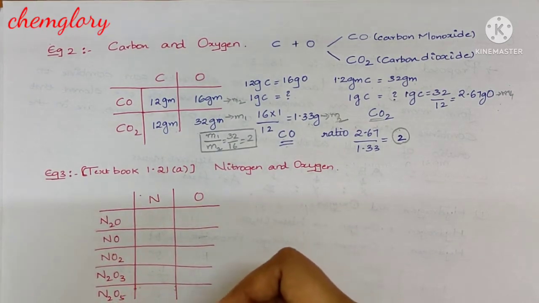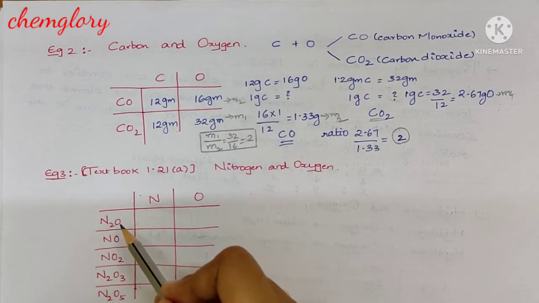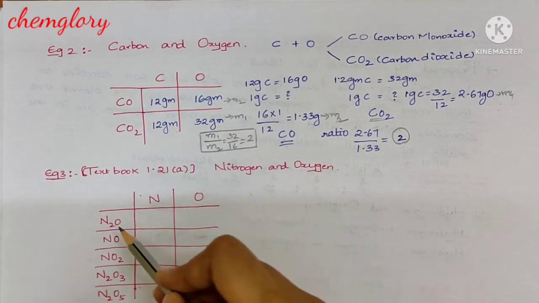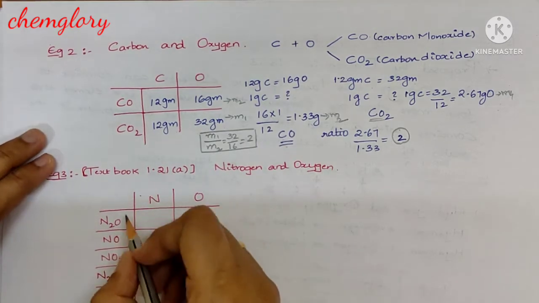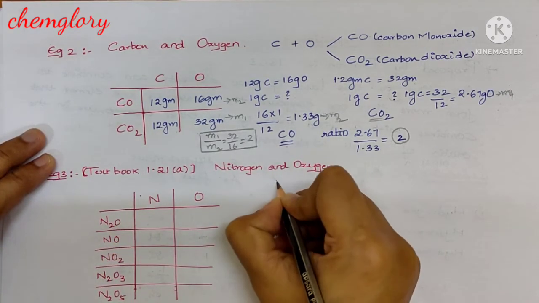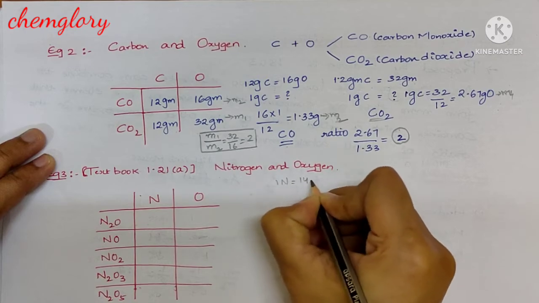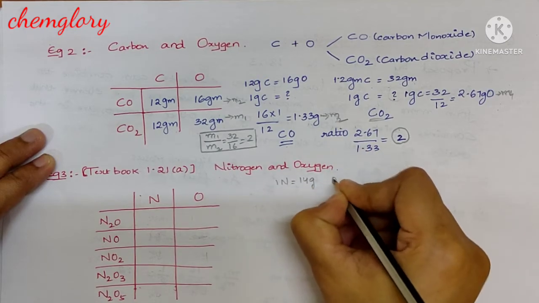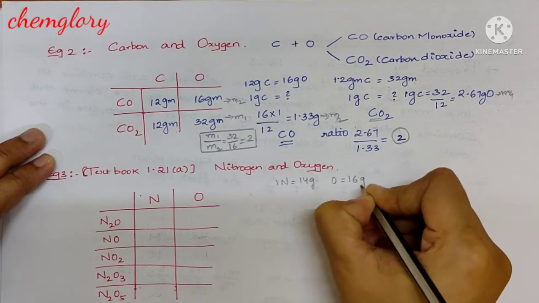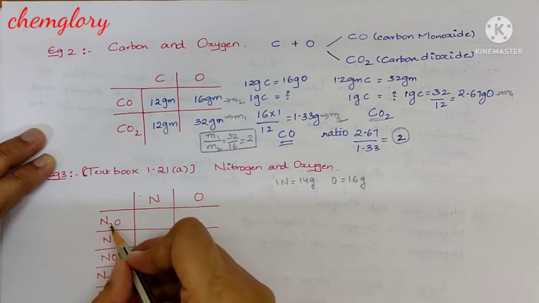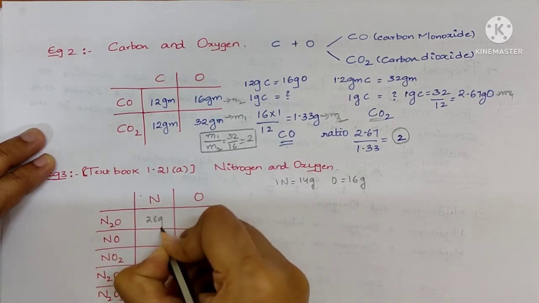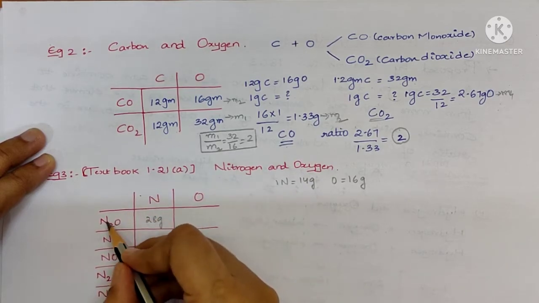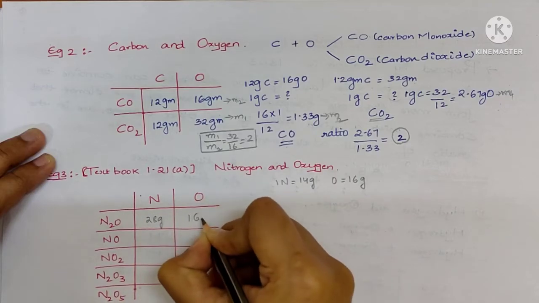Okay, students. Here, let us find masses of N and O in each particular compound. So, what is the mass of N? 1 N is equal to 14 grams. What is the mass of O? That is equal to 16 grams. Now, how many N's do we have in this N2O? 2 N's. So, 2 into 14, 28 grams. How many O's do we have in this compound? 1. That is 16 grams.